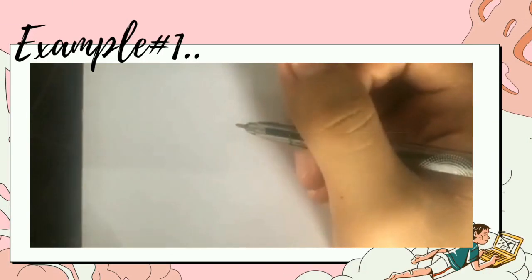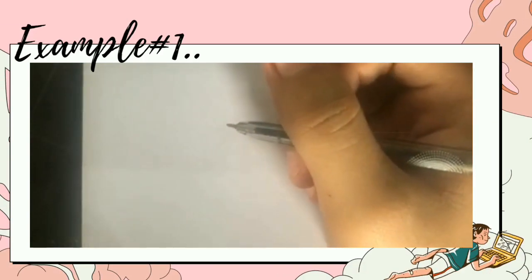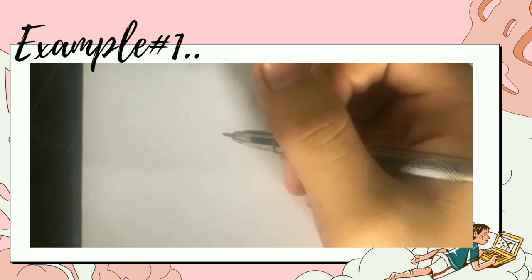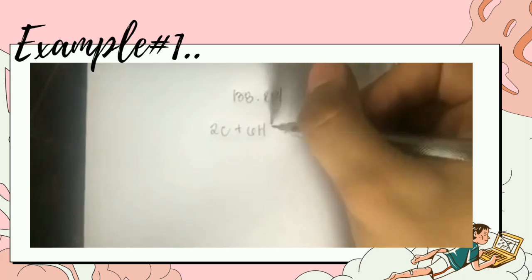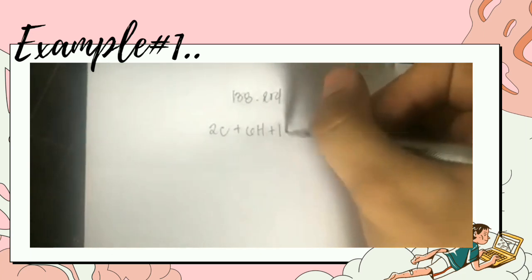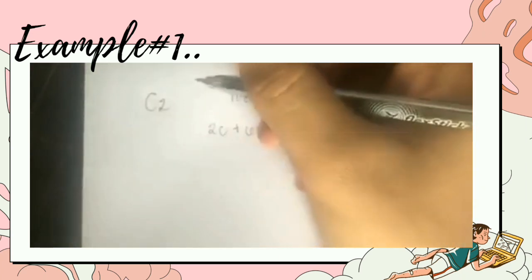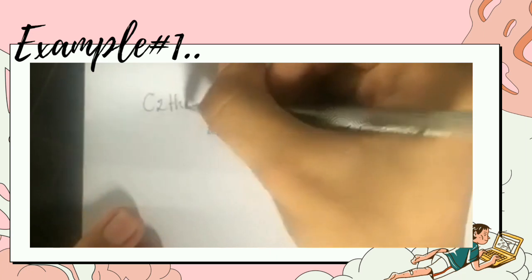So now we have to find the molar mass of the empirical formula. The molar mass of the compound is 138.204. The first step is to copy the given. The given is 2C plus 6H plus 1 oxygen. The empirical formula is like this: C2H6O.